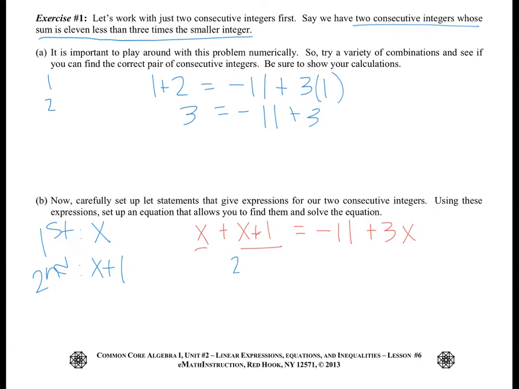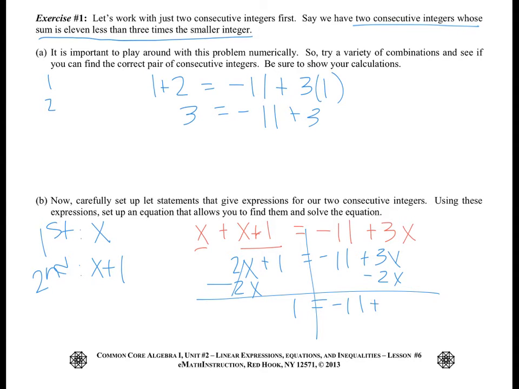Now we need to solve. x plus x is 2x plus 1 equals -11 plus 3x. Subtract 2x from each side. 1 equals -11 plus x. Add 11, and our integer is 12. So that is our first integer, which would mean our second integer would be 13 because it's x plus 1.